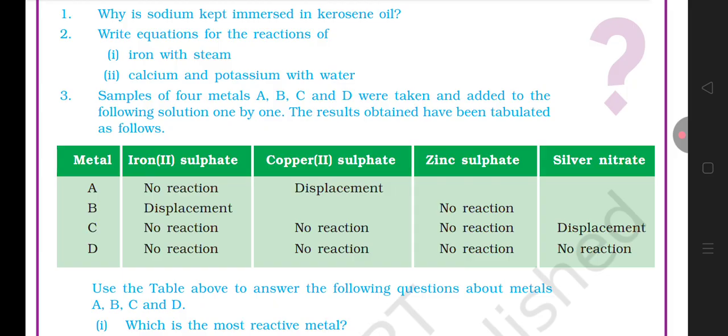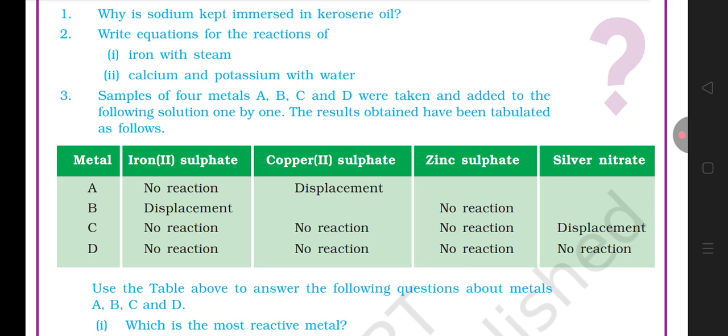Okay. So now according to us, which is the most reactive metal? That is metal number B. Then next is what would you observe if B is added to a solution of copper sulfate? Obviously there would be a displacement reaction. Arrange the metals A, B, C, D in the order of decreasing reactivity. Decreasing reactivity means first we have to write the most reactive metal, then go till the very least reactive metal. So first the most reactive metal is B, then there is A, then there is C, and then there is D. So BACD is the correct answer.